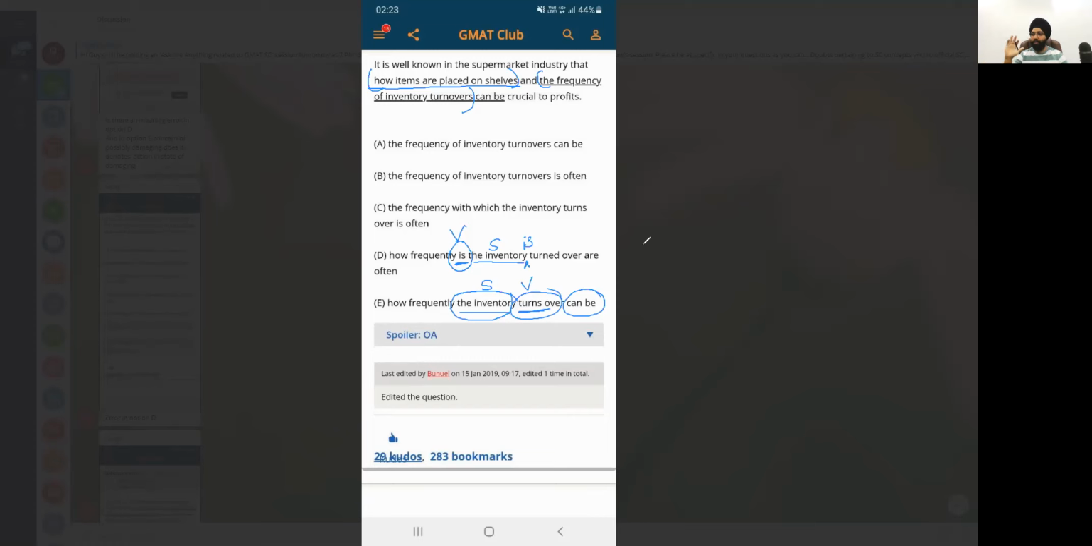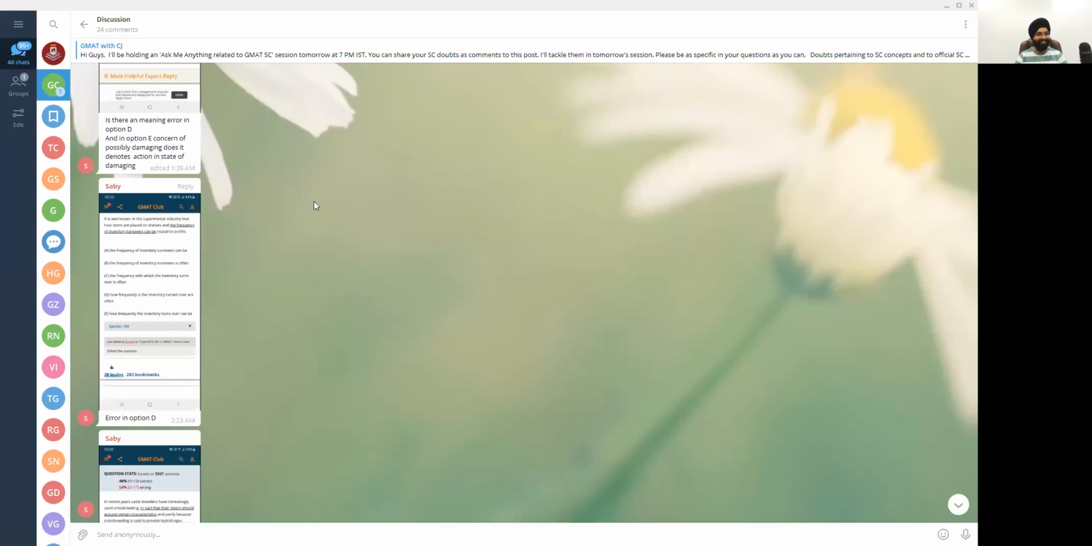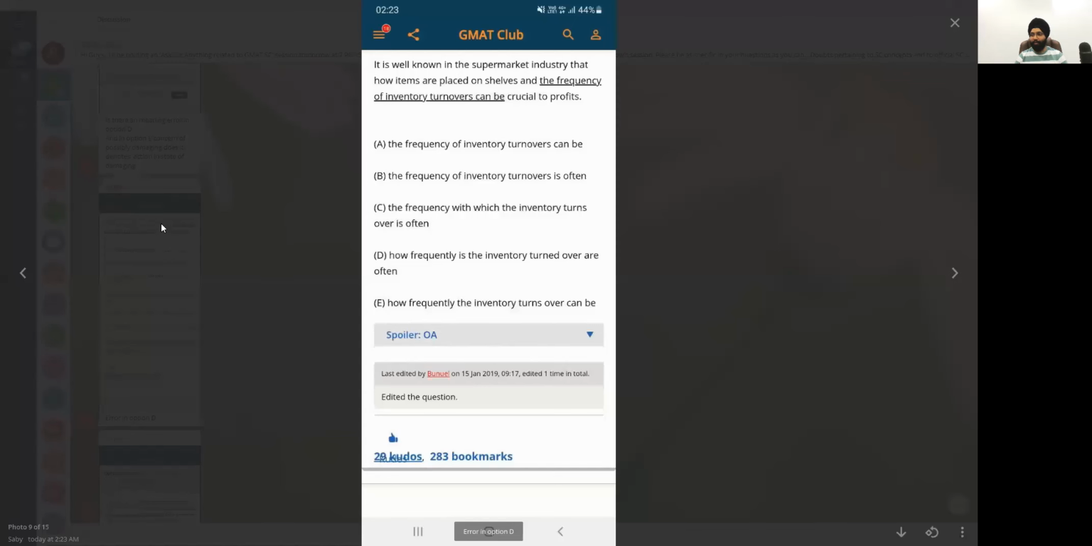There are other issues in this question. I'm not really discussing the entire question here. If we end up discussing them, then we're going to just discuss this question. Any doubts with respect to the two issues we have talked about? Active, passive. The second is the verb before the subject.